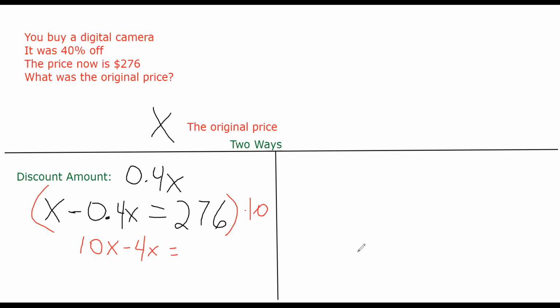Minus 4x equals, we got to multiply 276 by 10, 2760.